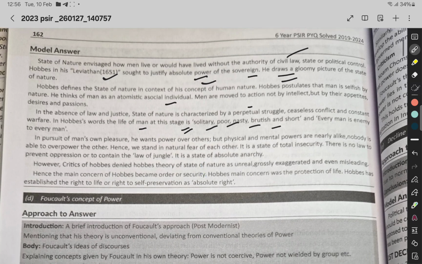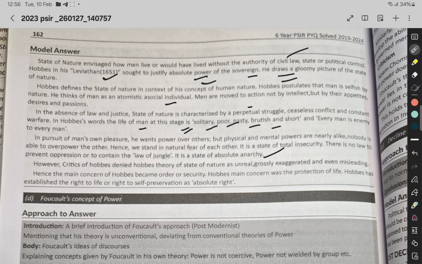In pursuit of his own pleasure, man wants power over others, but physical and mental powers are nearly alike. Nobody is able to overpower the other. Hence, we stand in natural fear of each other. It is a state of total insecurity. There is no law to prevent oppression or to contain the law of the jungle. It is a state of absolute anarchy.